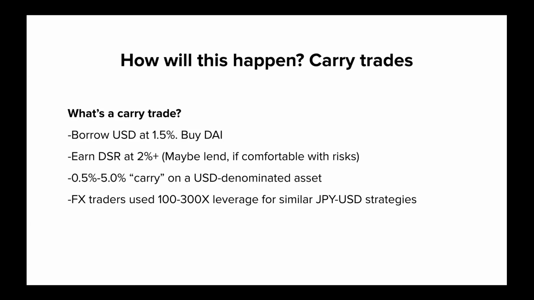And when you saw this in Japanese yen, US dollar type trades, FX folks will use 100 times leverage or 300 times leverage because they're very comfortable with the risks involved here. And that pushes a ton of money into the space, expands the space dramatically, and closes that arbitrage, which is a healthy thing for the market overall.